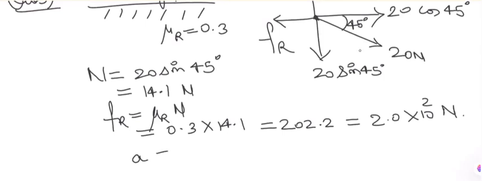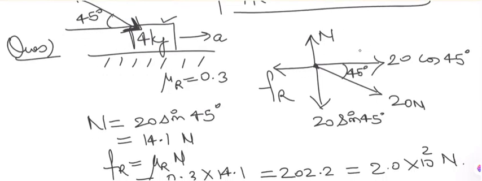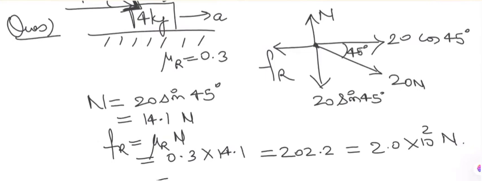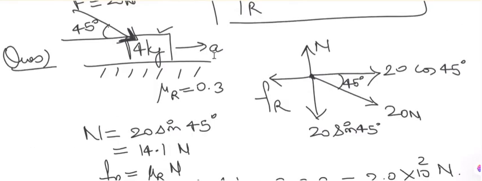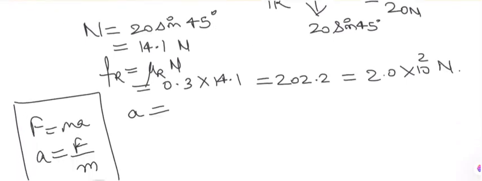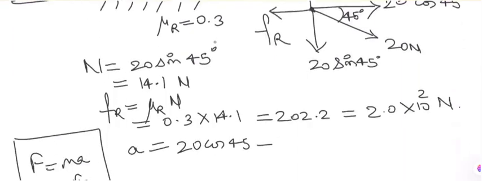Okay, now find out the acceleration. Suppose you are going in this direction, and the friction is in this direction, so this minus this will be your net force. F equals ma. Acceleration is F over m. Am I going correct? What is the acceleration? Forward force minus backward force. So it will be 20 cos 45 minus the frictional force, which is how much?